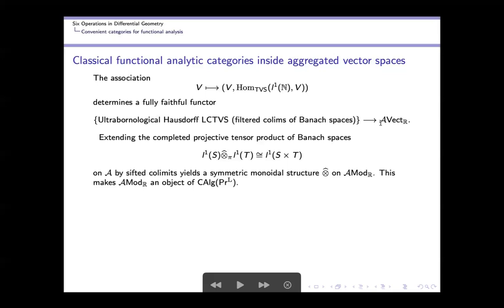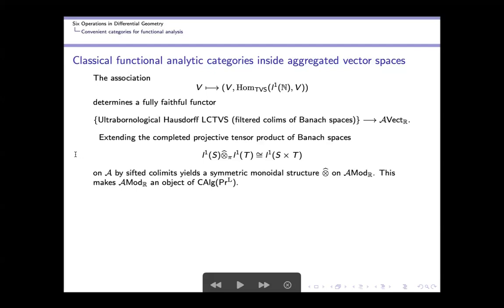And so this category of aggregated vector spaces has a tensor product. In a precise way, this category is generated under colimits by these spaces L1, the absolutely summable sequences. So what you can do is take the projective tensor product of Banach spaces, which has the defining property that L1 of S tensor L1 of T is L1 of S times T. You declare that this is the tensor product on the generators, and then say it has to preserve colimits in both variables. That will give you a tensor product, and that's the tensor product we want.